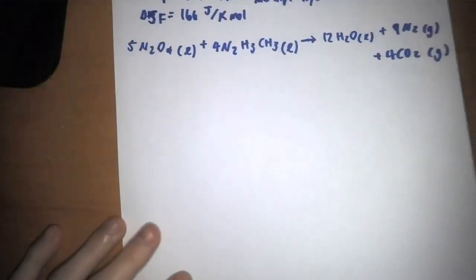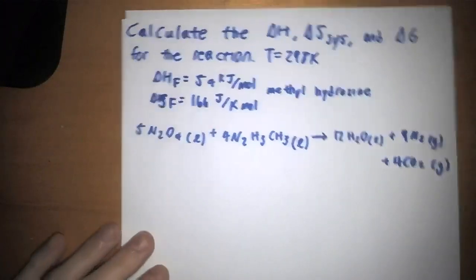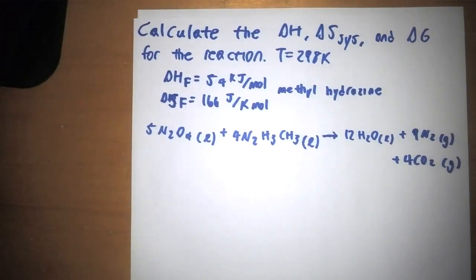This one's probably the hardest of the three that we're going to do today. So we're looking to calculate the delta H, the delta S of the system, and the delta G of the reaction. We're at 298 Kelvin. If you're not given a temperature, I would assume 298 Kelvin. We would probably give it to you, but if not, I would assume 298 Kelvin.